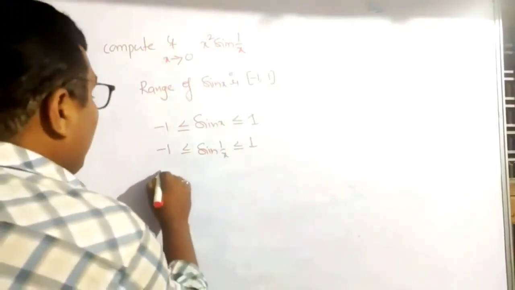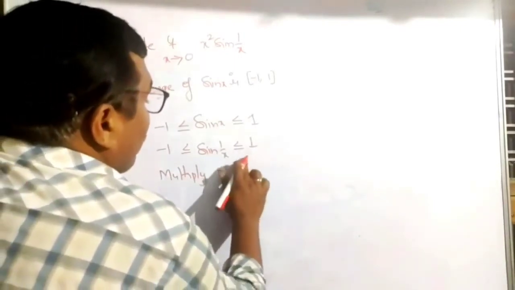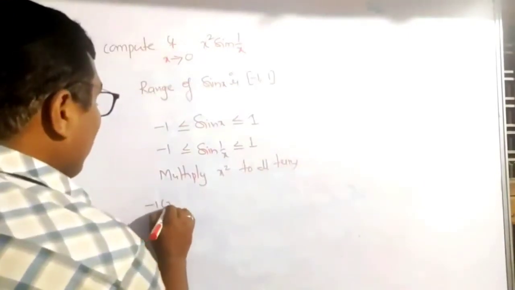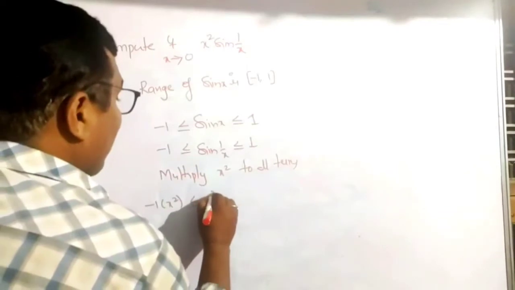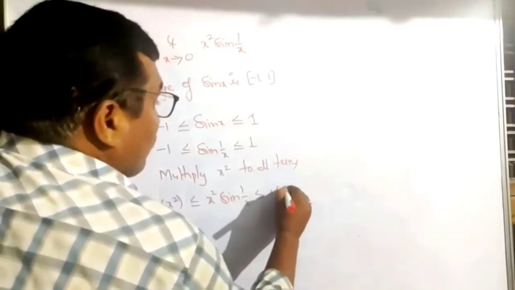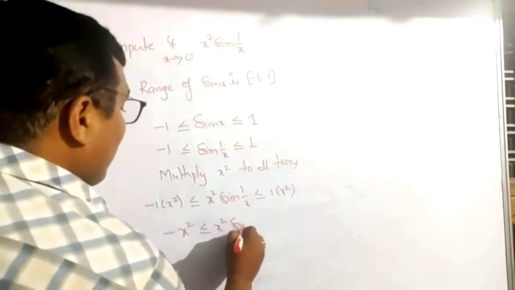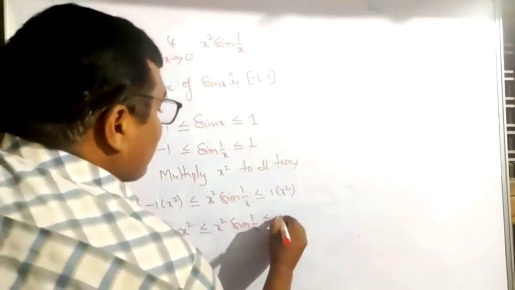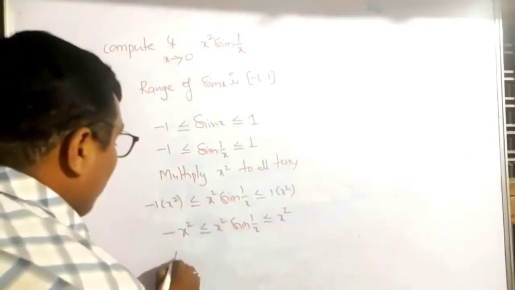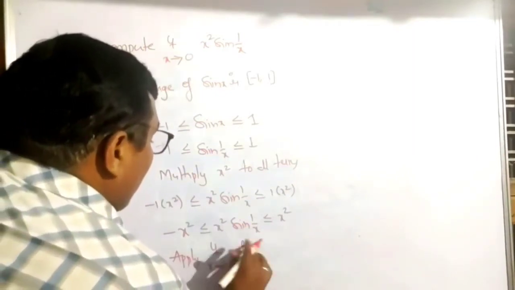Now multiply x square to all the terms. Therefore, -1 into x square is less than or equal to x square into sine 1 by x, which is less than or equal to 1 into x square. Then it becomes minus x square less than or equal to x square sine 1 by x less than or equal to x square. So now apply the limit as x approaches 0 to all the terms.